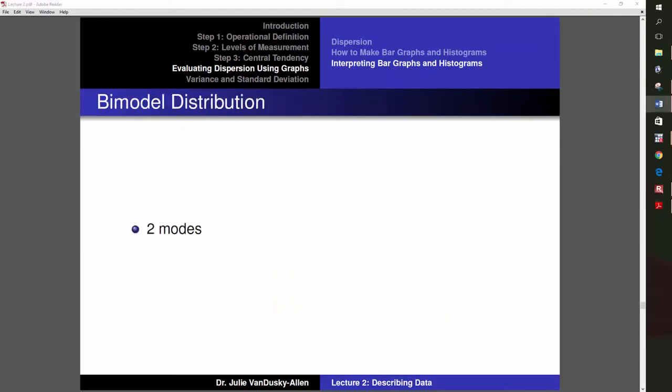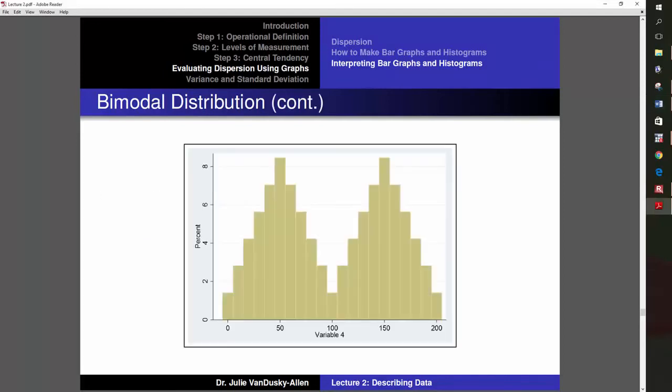And finally, a variable can have a bimodal distribution as well. This happens when the variable has two modes. Here is an example of a variable with a bimodal distribution. As you can see, there are two modes, around 50 and 150. About 9% of the observations take on values of 50 and 9% take on values of 150. 50 and 150 are the most commonly repeated values in this dataset. There are two modes.